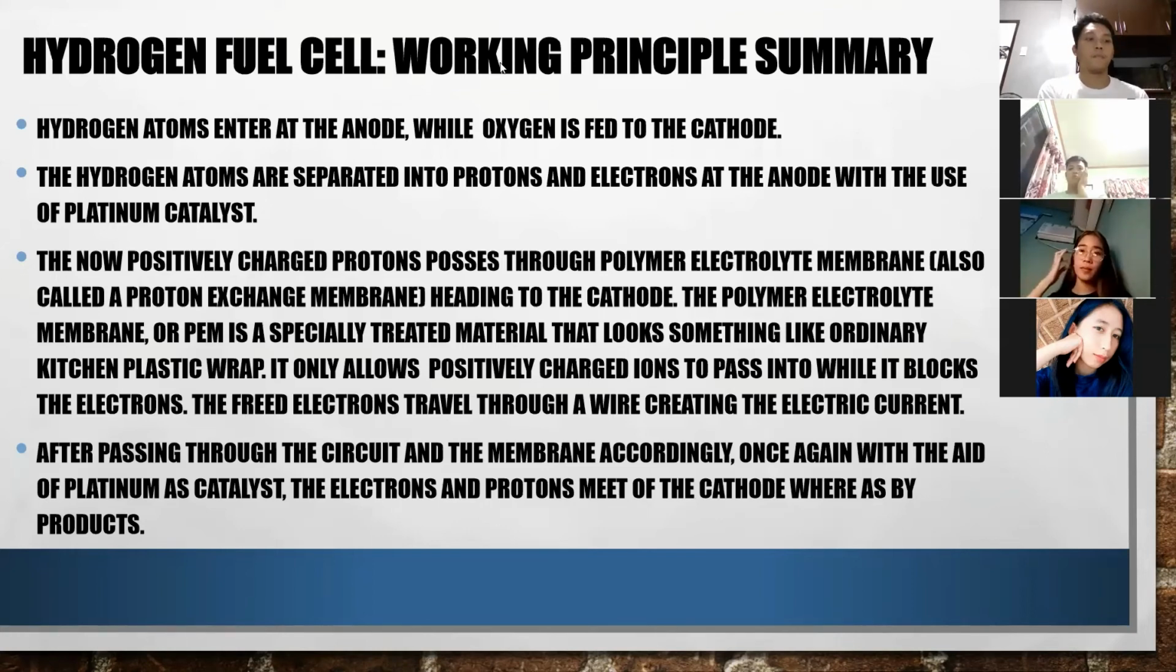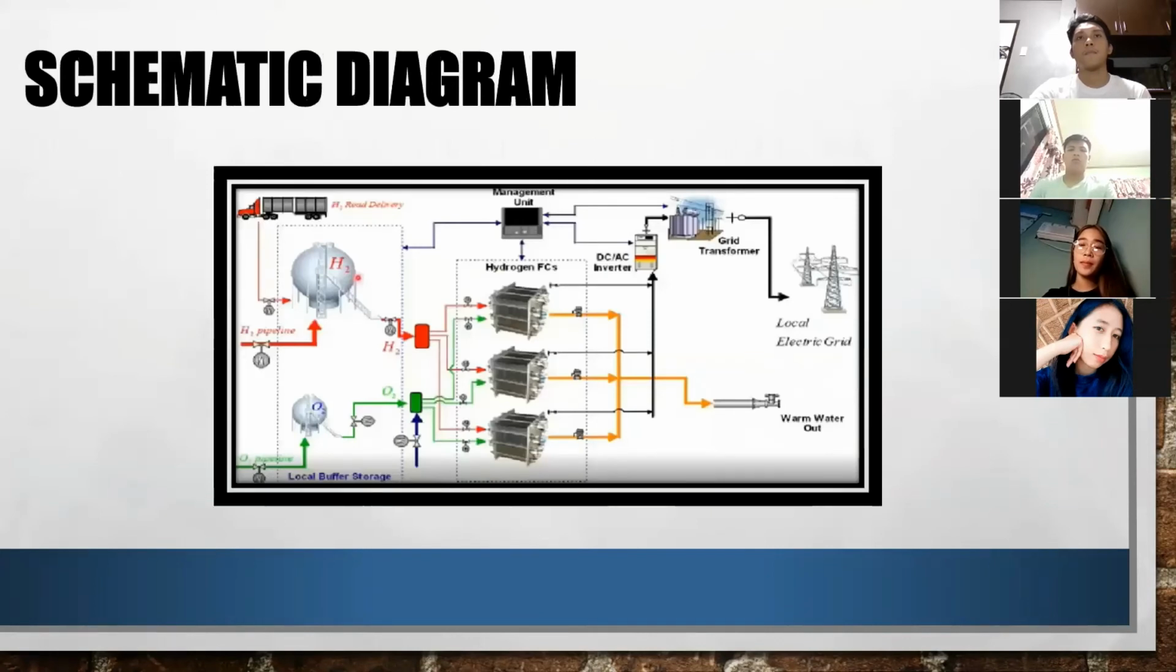Okay, so sabi rito, yung hydrogen atoms daw is mag-e-enter siya sa anode, habang yung oxygen naman is pupunta sa cathode. Tapos, yung hydrogen atoms naman na yan is mase-separate siya into two, which is the protons and electrons. Okay, so anuhin lang natin dito kung paano ba, parang ito lang yung pinaka-summary kung ano ba yung working principle ng isang hydrogen fuel cell. Next. Okay, so ito yung pinaka-diagram niya.